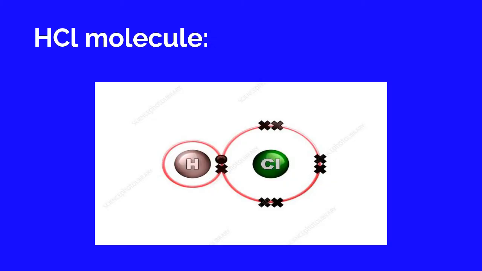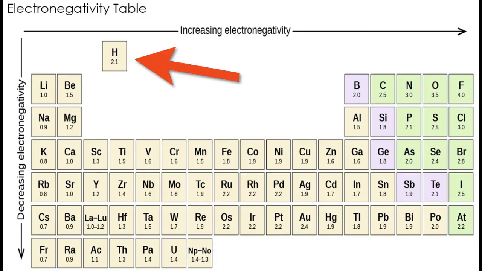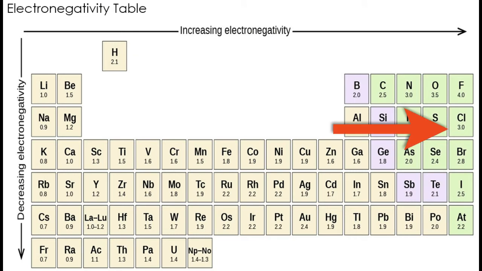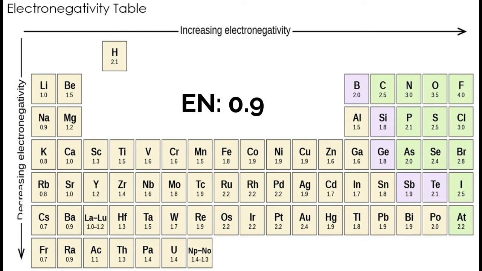For example, the hydrogen chloride molecule has 1 hydrogen atom with 1 valence electron and 1 chlorine atom with 7 valence electrons. In this case, covalent bond is formed between hydrogen and chlorine by sharing 1 electron. The electronegativity value of hydrogen is 2.1, while that of chlorine is 3. Their electronegativity difference is 0.9.